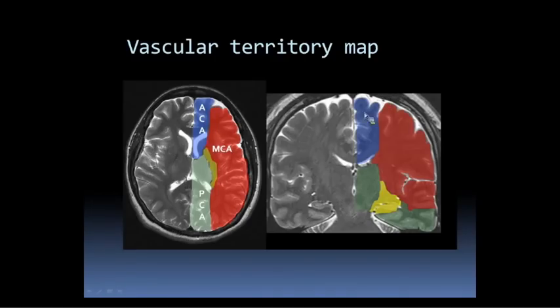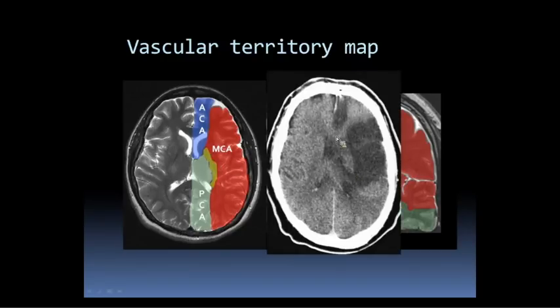And here is just kind of a map of the territories. So, if you have something that involves more than one territory, then you have to start to think about, okay, why are more than one territories involved? What is the underlying vessel involved? What is the underlying process involved? So back here is PCA territory, and then this yellow area here is actually anterior choroidal, which is a very important, very small vessel, but very important because it supplies part of the internal capsule with the corticospinal tract.